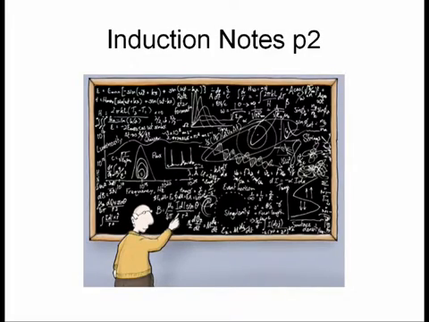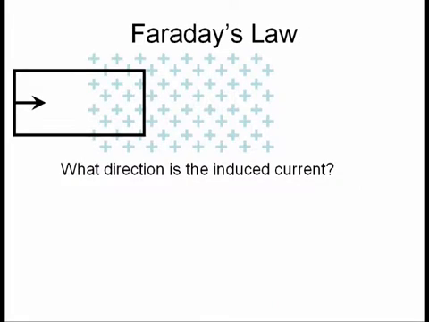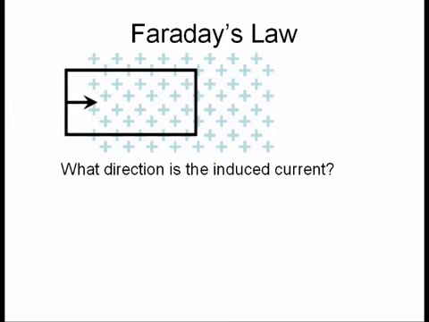Induction Notes, page 2. So here I have a loop that I'm going to push into a magnetic field. And as I'm doing that, you can see the number of field lines inside the loop is increasing. That number of field lines is called the flux. We're increasing the flux, which is going into the page.